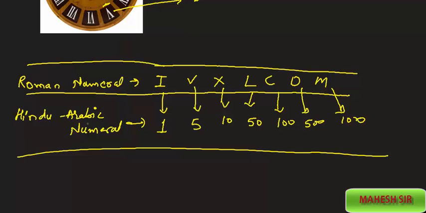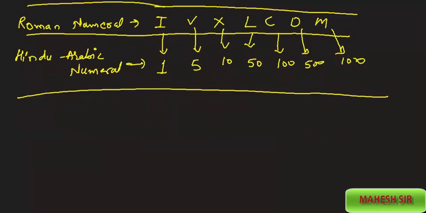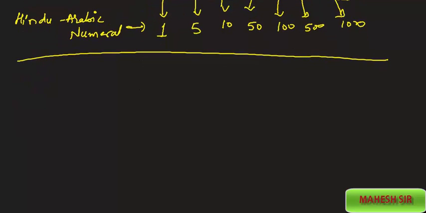Now student, for writing or forming Roman numerals, we have specified rules. By these rules, we can easily convert any Hindu-Arabic numeral to Roman numerals or Roman numerals to Hindu-Arabic numerals. Now let us understand the rules for conversion between Roman and Hindu-Arabic numerals. Now, here is rule 1.